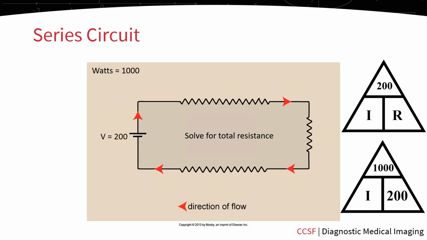Now that we've inputted the values, is there anything that we can solve for? Well, yes, we can solve for current based on that bottom triangle. So we'll take 1000 divided by 200 to get our total current. And our total current in this case will be 5. Next, we can move that total current from the bottom triangle up to the top triangle. And now we can solve for total resistance using the Ohm's law triangle on top. What's 200 divided by 5? It's 40. So the total resistance for this series circuit is 40 ohms.